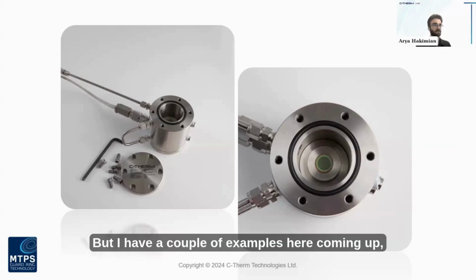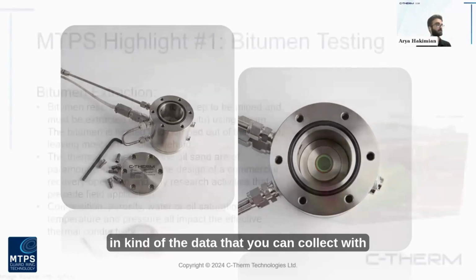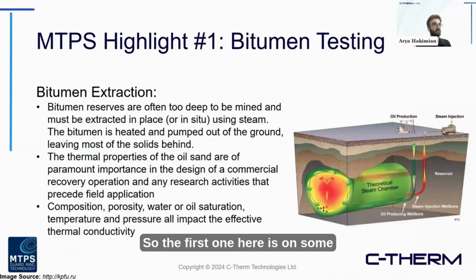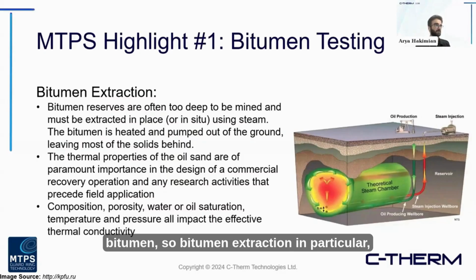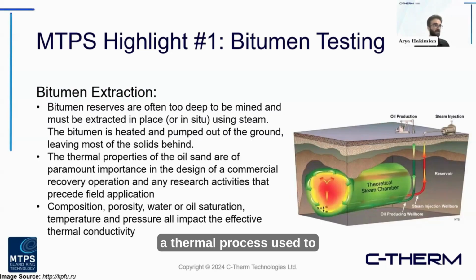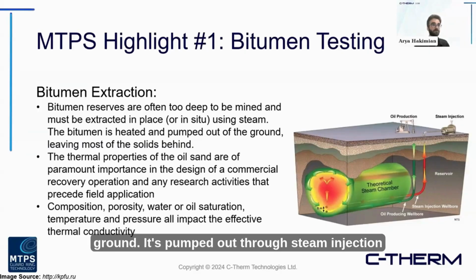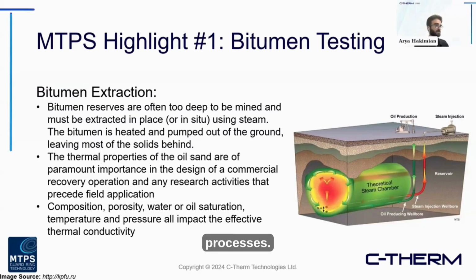But I have a couple examples coming up looking at the use of the MTPS high pressure cell and the data that you can collect with it. The first one here is on some bitumen testing. When we're looking at the application of bitumen, bitumen extraction in particular, these are generally very deep reservoirs. There's a thermal process used to essentially remove the bitumen from the ground. It's pumped out through steam injection processes.